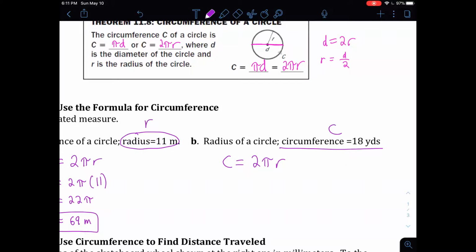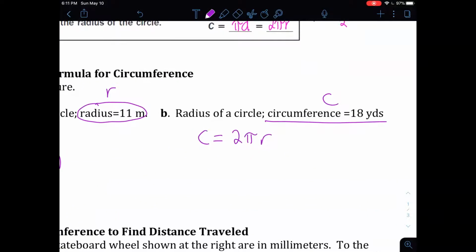I'm going to put an r over here too. C equals 18, so I'm going to plug in 18 for C, equals 2 pi r. Okay, this is all multiplication, like I said. How do I undo multiplying by 2 pi? I'm going to divide by 2 pi. That was sloppy. There we go.